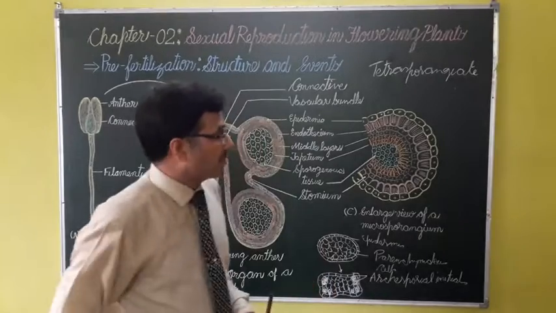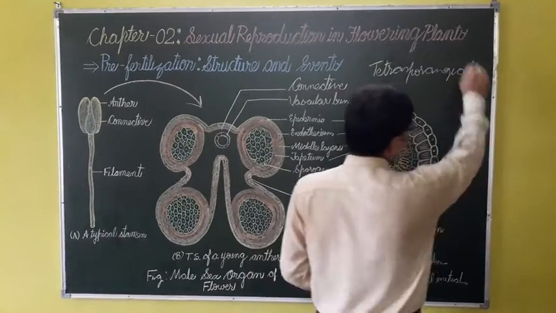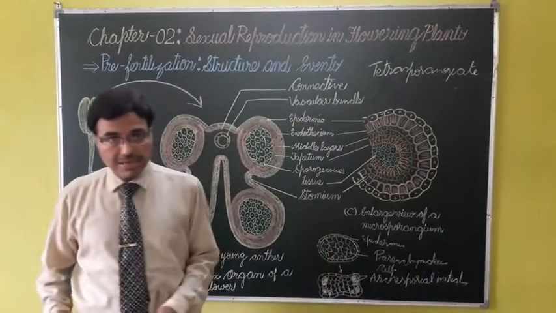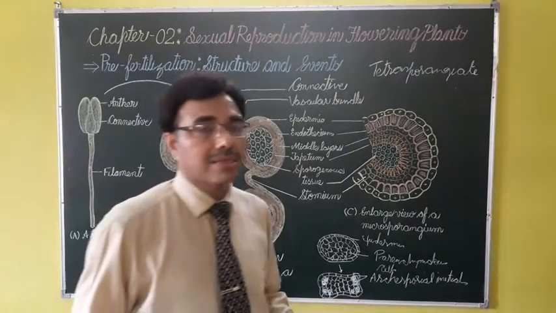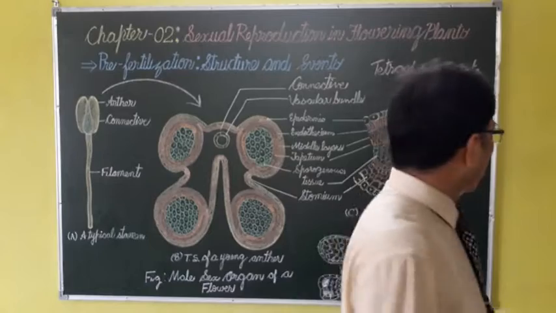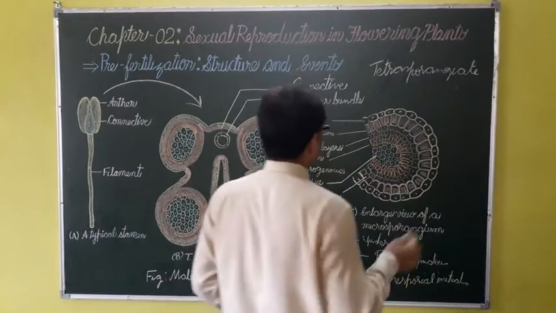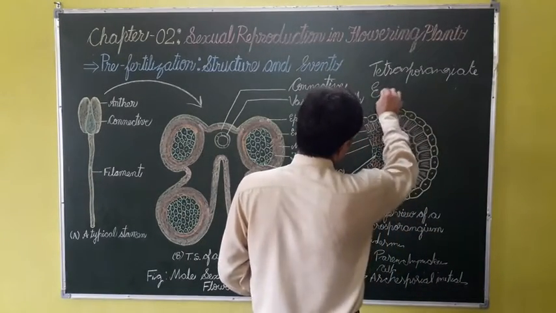What is the meaning of tetrasporangiate? It means an anther which has four microsporangia. A typical anther is tetrasporangiate. Now one more technical word is there, you must learn it. Eusporangiate.